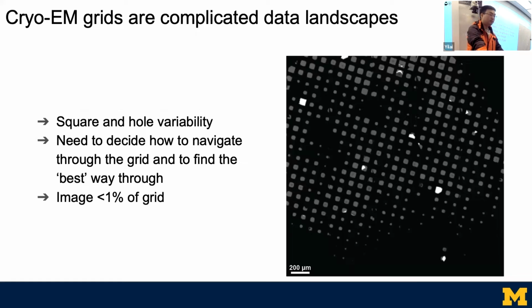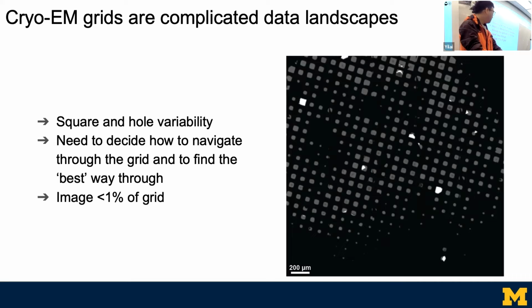But cryo-EM grids are complicated data landscapes. As you can see from this whole atlas image, the squares and holes have a lot of variability. On this atlas, you see some areas with thicker ice, some with thinner ice, or maybe just empty, or maybe the squares are just ruptured. And it really depends on the user to decide how to navigate through the grid to find the best way through. Also keep in mind that the grid is very big compared to your sample.